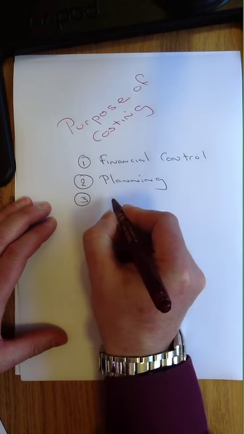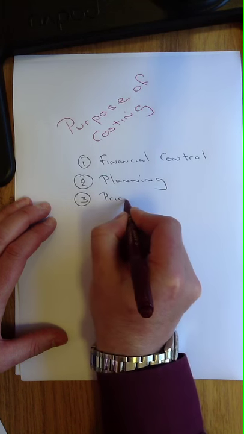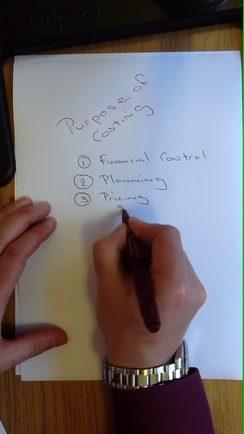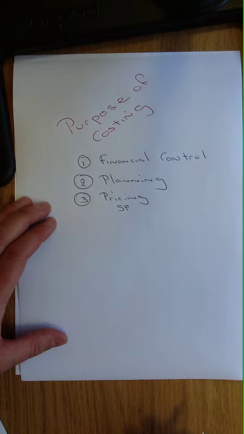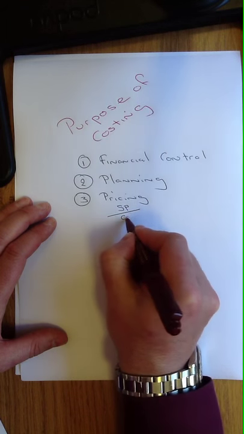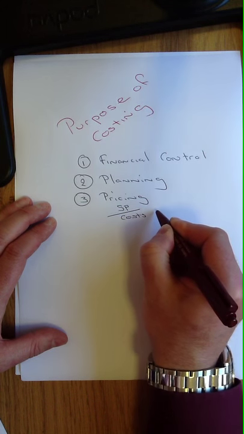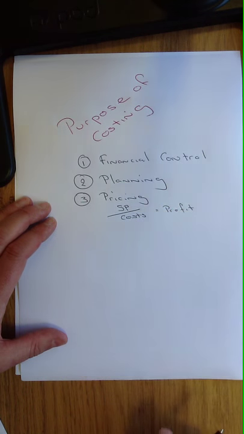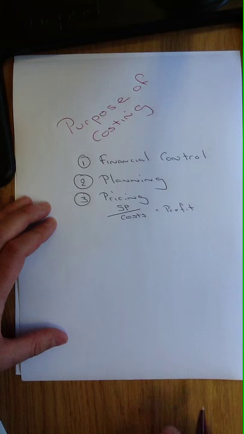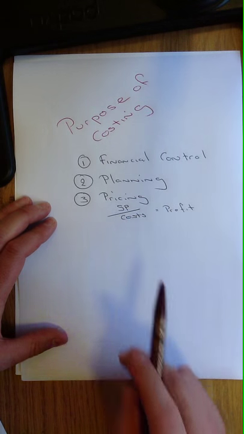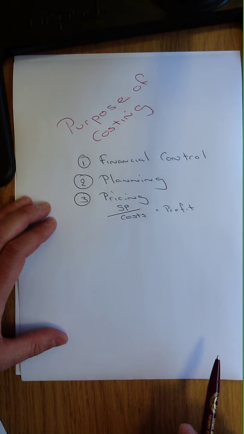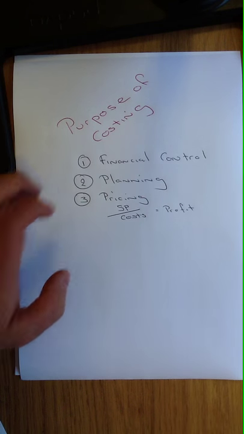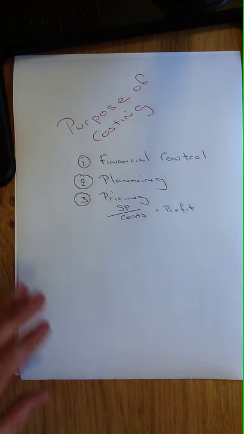The third purpose of costing is pricing. The selling price of all products and services must cover the costs of the business, and what is left will make the business a profit. Businesses must ensure that they set an appropriate selling price to enable costs to be covered and the business to make a profit. So an awareness of costing is vitally important.